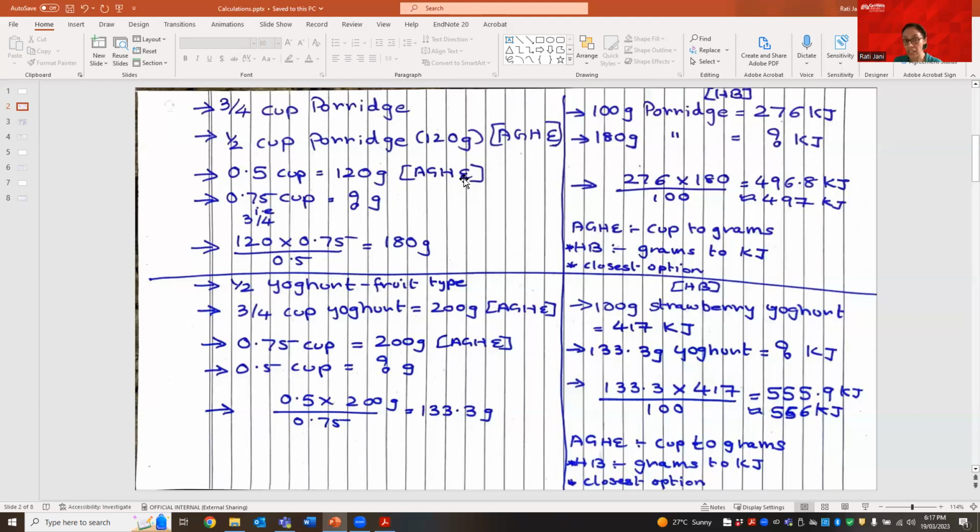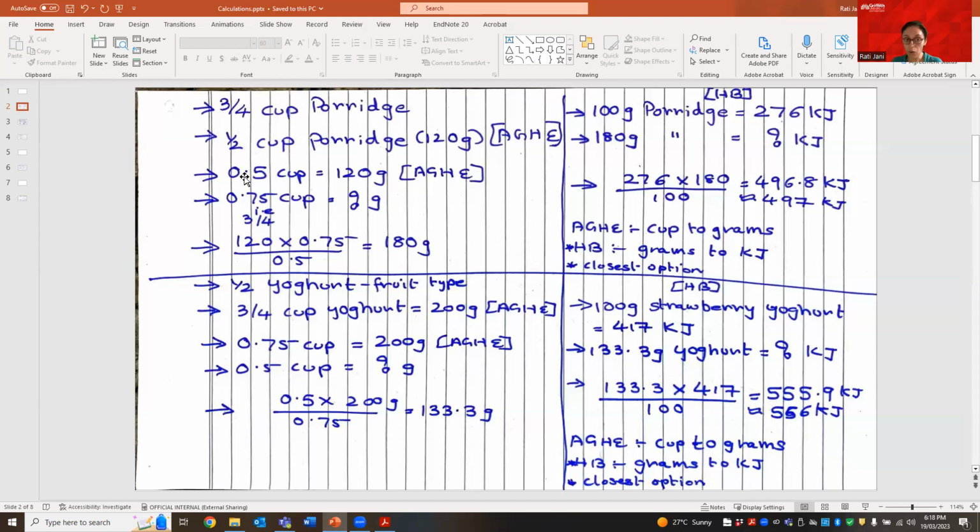So when I say AGHE as a reference over here, this means whatever I have taken over here is from the Australian Guide to Healthy Eating. So I hope it makes sense and you can connect the dots. All right, so it says that half a cup of porridge is roughly 120 grams.